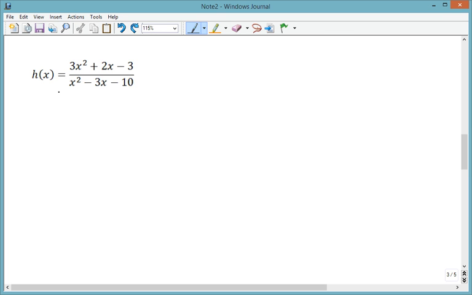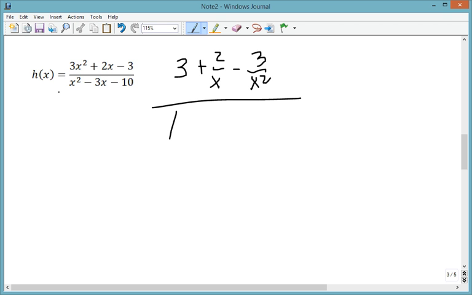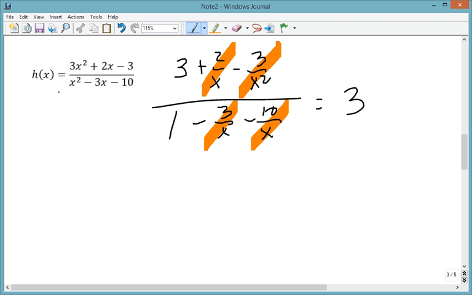Because if I were to divide everything by x squared, I would get 3 plus 2 over x minus 3 over x squared, over 1 minus 3 over x minus 10 over x squared. All of these would go to 0, right? And I would just be left with 3.